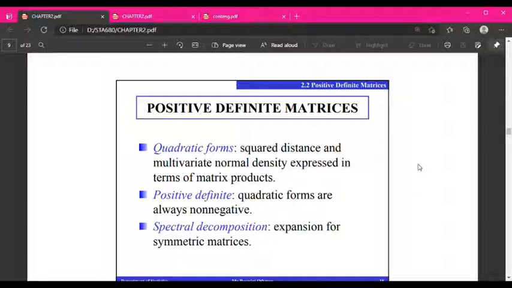Okay, first of all, you need to transform from the quadratic forms ataupun daripada square distance form, kan? Equation of square distance, which is d square or c square tu. Okay, so you need to express in terms of the matrix products. Okay, so daripada situ kita boleh keluarkan matrix. Okay, daripada situ that matrix we need to know whether that matrix is positive definite or not.